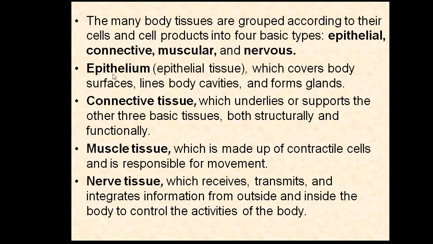Epithelial tissue usually covers the body cavities and skin, and forms glands, the secretory components of all our glands, endocrine and exocrine. Connective tissue underlies or supports the other basic types: epithelium, muscle tissue, and maybe nerve tissue, but it is not very widespread in nerve tissue.